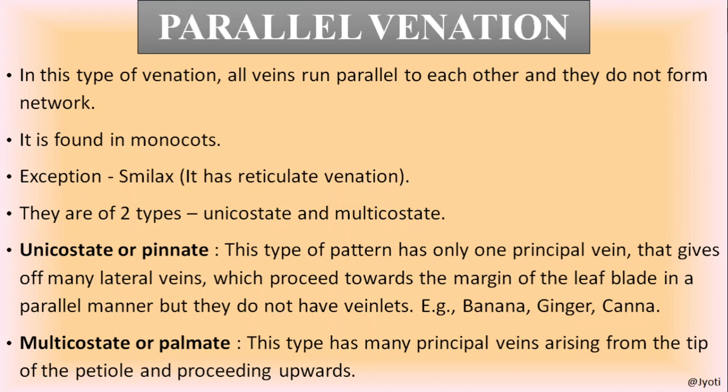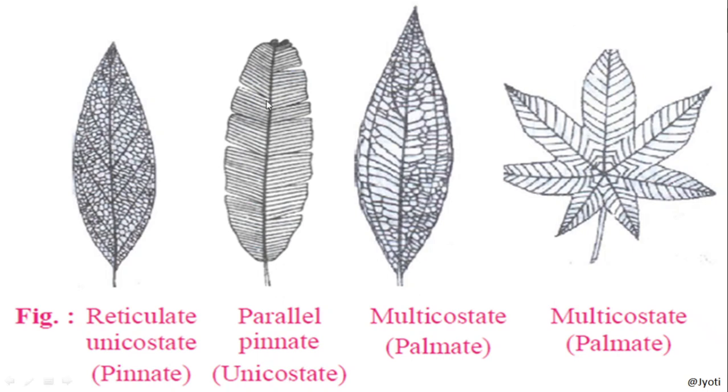Like reticulate venation, the parallel venations are of two types, that is unicostate or pinnate, and multicostate or palmate. Unicostate pinnate means only one midrib or principal vein is present. Multicostate means many midribs or many principal veins are present. So here, let us go to the previous diagram. Here you can see this leaf is a banana leaf, which shows the parallel venation.